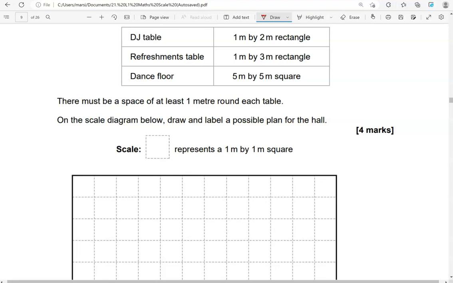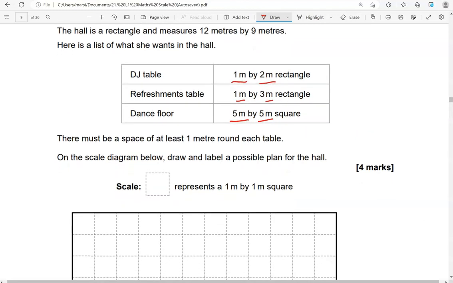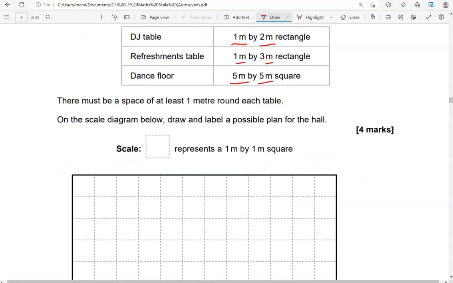We've got the scale, which says that 1 square represents a 1 by 1 meter square. So that tells us that the DJ table will have dimensions of 1 square by 2 squares. Refreshments table, 1 square by 3 squares. Dance floor, 5 squares by 5 squares. Or 5 square lengths, I should say. So let's start with a DJ table. 1 by 2.